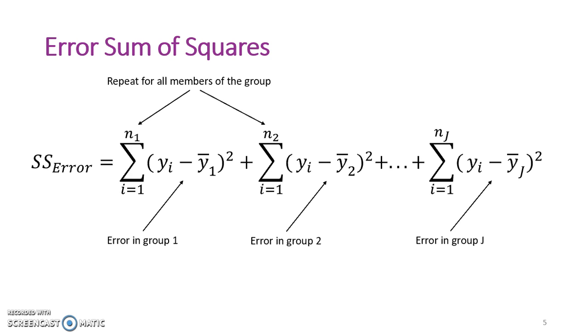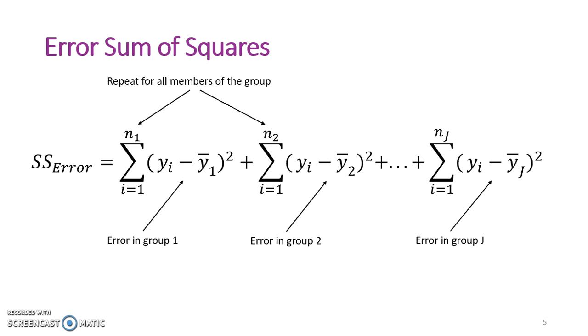Here is the formula for the error sum of squares. So the way that we calculate the error sum of squares is to, for each group, take each observed score and subtract the group mean, and then square that value and sum those within each group. And so once you've done that for one group, then you repeat for the next group. So for example, we go up to J groups. In this example, we would only have 3, so we would do this 3 times.